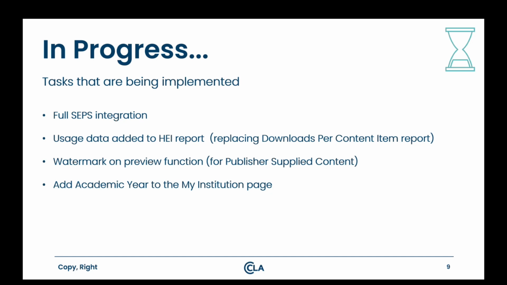We realise this is really annoying and far from ideal for a lot of you, and I sincerely apologise for the inconvenience. But if anyone wants or needs an HEI report or a downloads per content item report from the old DCS, please let us know and we can supply you with one until these changes are made.